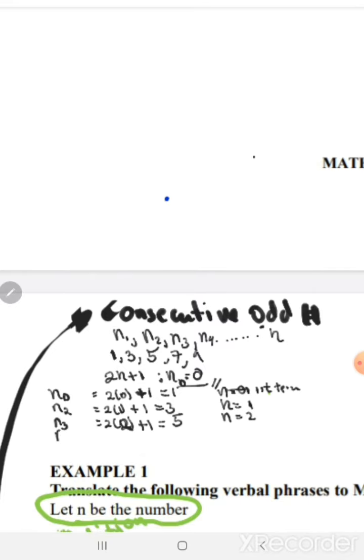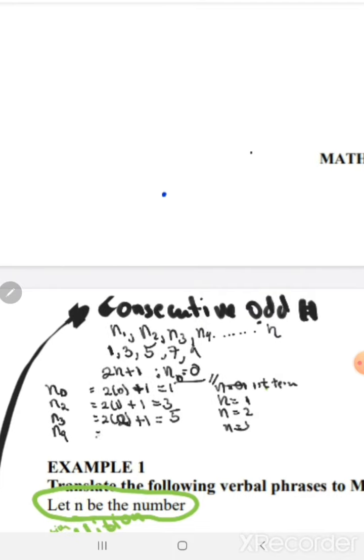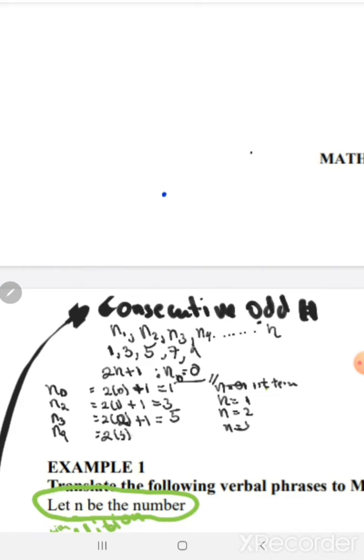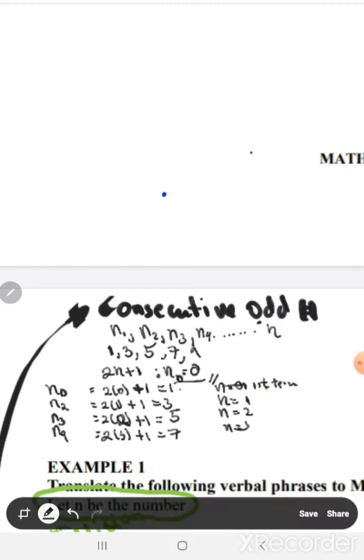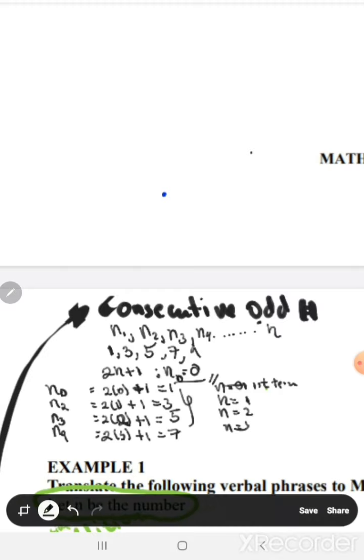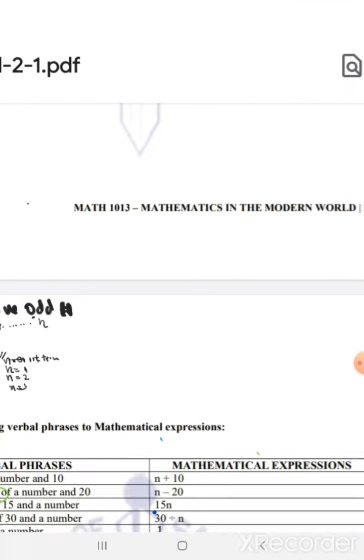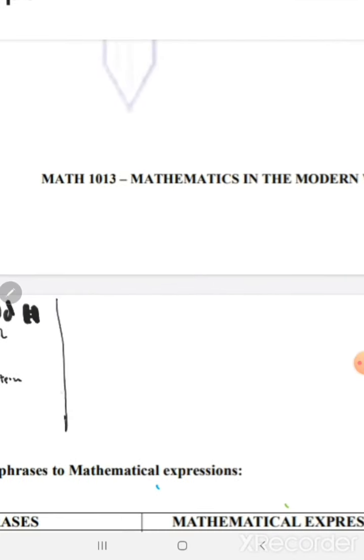Our n4 is equal to our fourth term, which is equal to 2 multiplied by 3 plus 1, which is equal to 7. This will be our odd integers. How about consecutive even integers? Consecutive even.